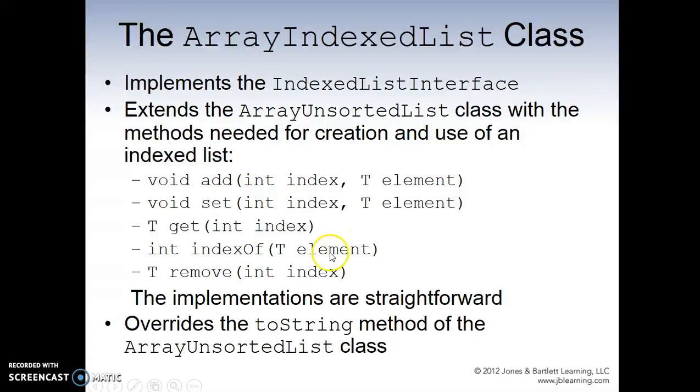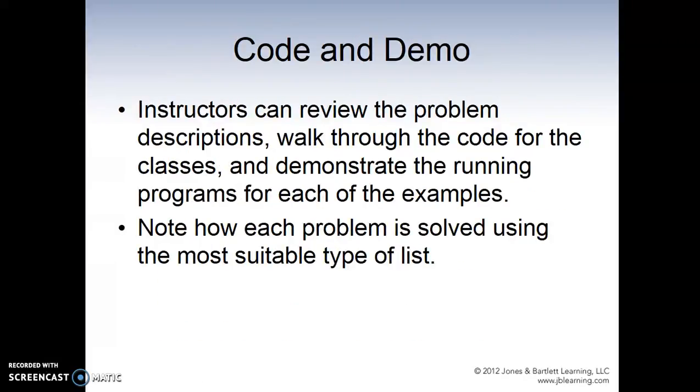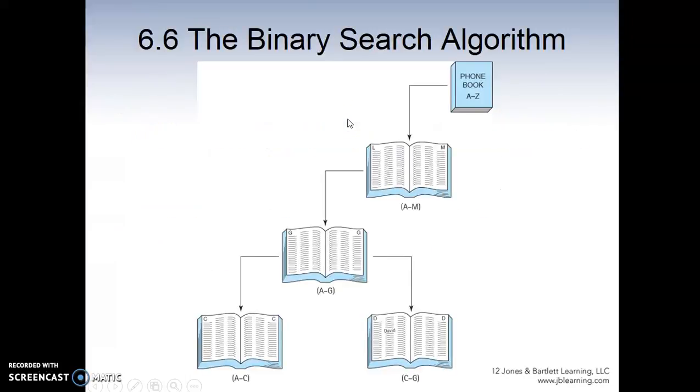This is about the indexed list if you use an array. For the applications, we can make a game for poker, golf, music. You can pretty much just look into the details of this code in the book by yourself. And the next topic is about the binary search algorithm that makes your searches faster by dividing the search in half.